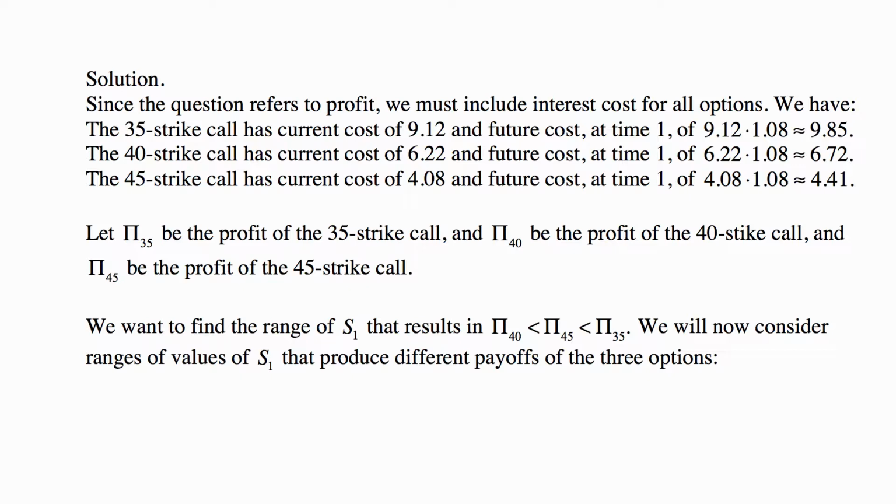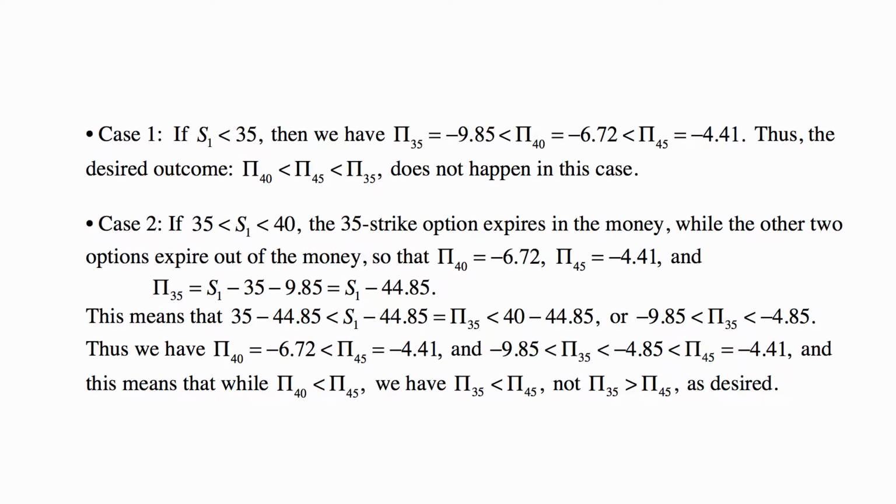We want to find the range of prices at time 1, S1, such that the entire range results in the situation that pi 40 is less than pi 45, less than pi 35. So we will now consider ranges of value of S1 that produce different payoffs of the three options. Of course, the ranges are related to payoffs changing as options go into the money or are out of the money.